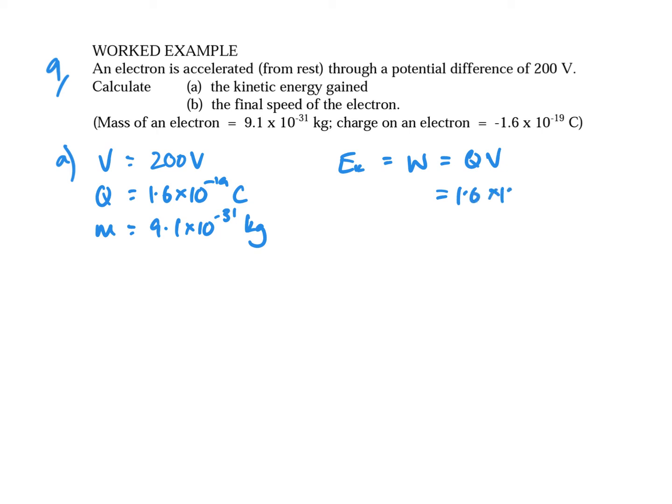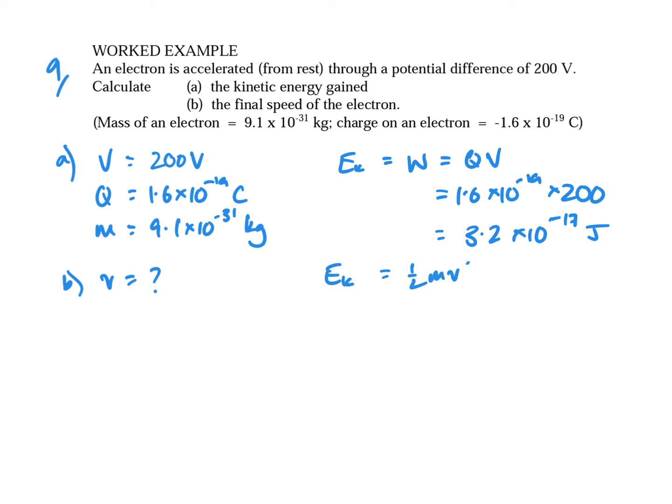And then we can substitute in the values we've got to get the kinetic energy. And then we can use that kinetic energy to get the velocity. So we can now say Ek equals a half mv squared. Fill in our value of Ek, fill in our mass, and don't forget the squared on your v.